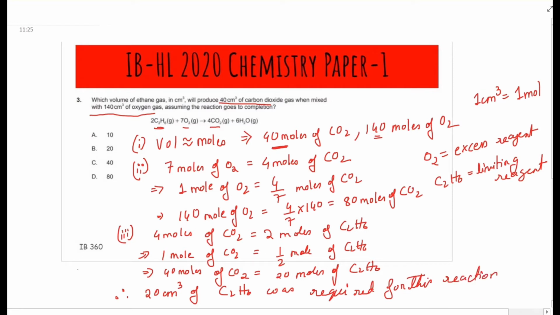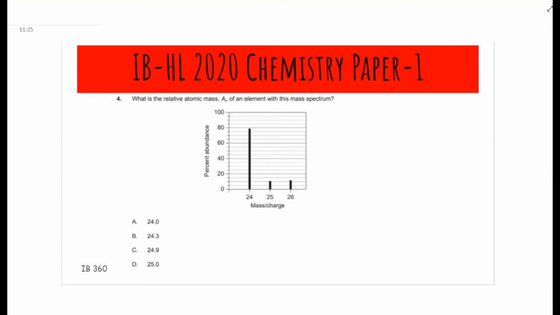So 20 centimeter cube means option B. So option B is our correct answer. Now let's move on to question 4.